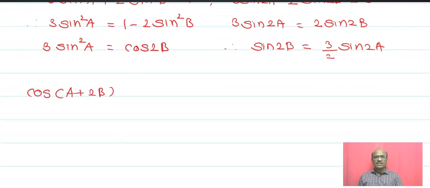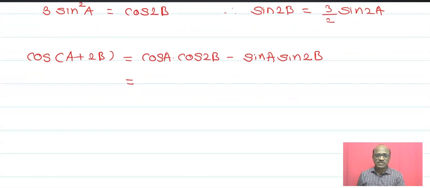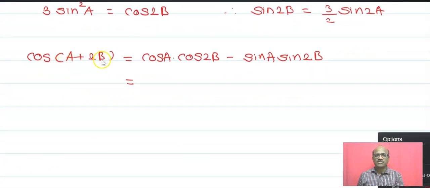Now again, what is the cos of A + 2B? Here we will apply the cos of A + 2B because we want to find the value of A + 2B. Here is the expansion: we are applying the formula, cos A cos 2B − sin A sin 2B. Now we know the value of sin 2B and we will substitute it.